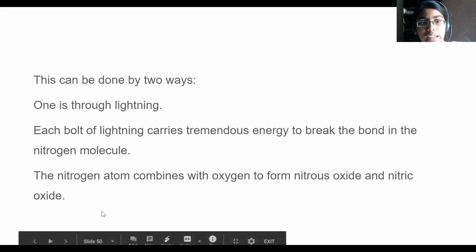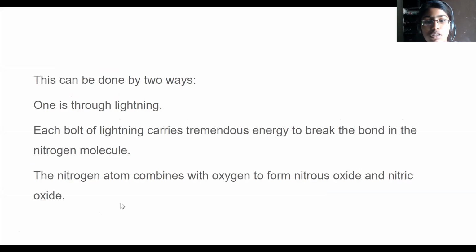Okay, by lightning, and the nitrogen atom combining with oxygen to form nitrous oxides and nitric oxide. So I've given you here, and this is for nitrogen fixation. Yes, Vijay, the same nitrogen fixation. This is one process.